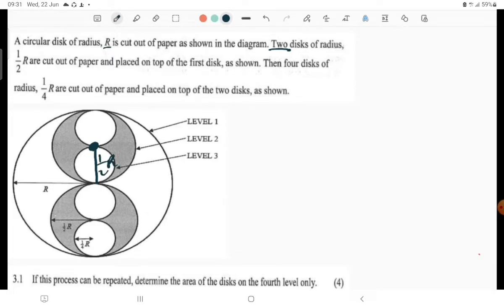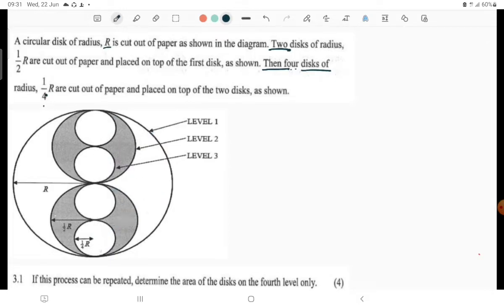Okay, then that means we are having four discs of radius 1/4 r cut out of paper and placed on top of the two discs. So which means these ones are cut off, this is the first disc, this is the second disc that they're talking about. Then therefore the four discs, which means the first disc, the second disc, the third disc, the fourth disc, are cut out and placed on top of this disc and that disc, which means these two discs.